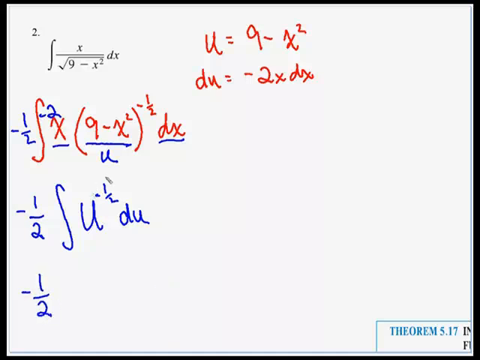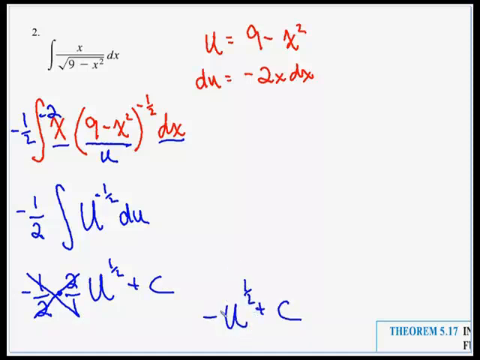Raise the exponent by 1 from negative 1/2 to positive 1/2, u to the 1/2, and then divide by that new exponent. Dividing by 1/2 is the same thing as multiplying by the reciprocal, 2. And we'll have our arbitrary constant plus c. So here these will cancel out, and we'll have a negative u to the 1/2 plus c. And we can plug our u value back in now. u was 9 minus x squared. Negative 9 minus x squared to the 1/2 power plus c.